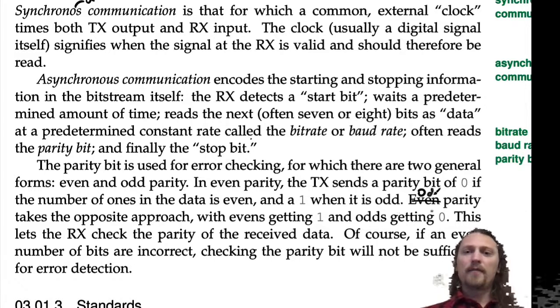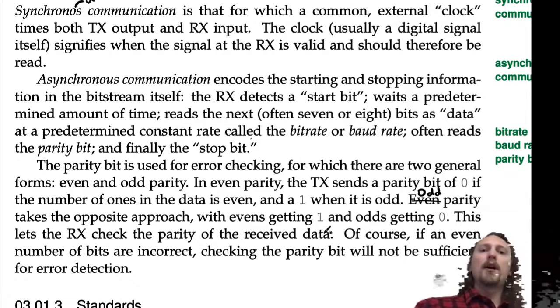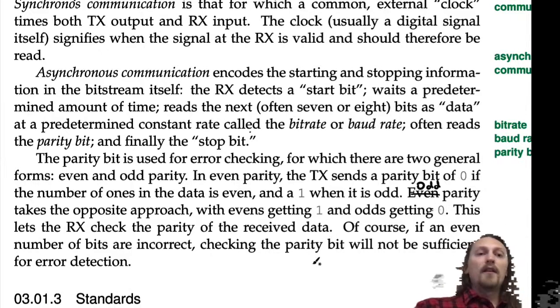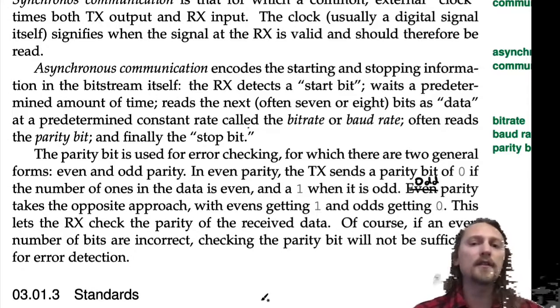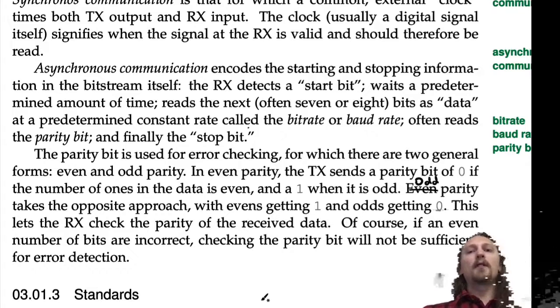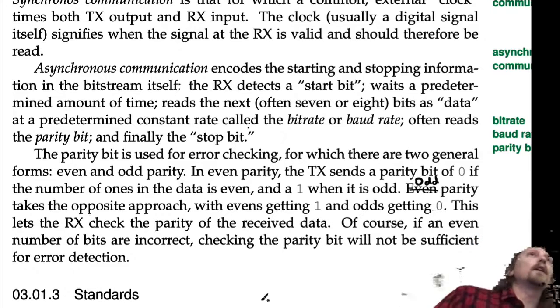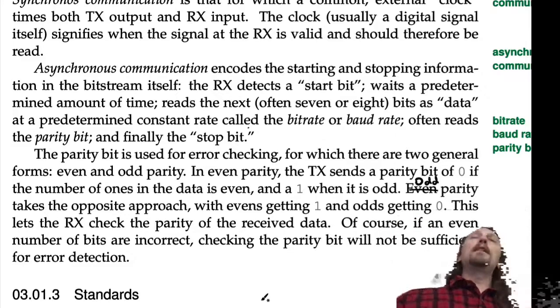Odd parity takes the opposite approach, with evens getting 1 and odds getting 0. This lets the receiver check the parity of the received data. Of course, if an even number of bits are incorrect, checking the parity bit will not be sufficient for error detection. So it's trying to say, okay, I received this.